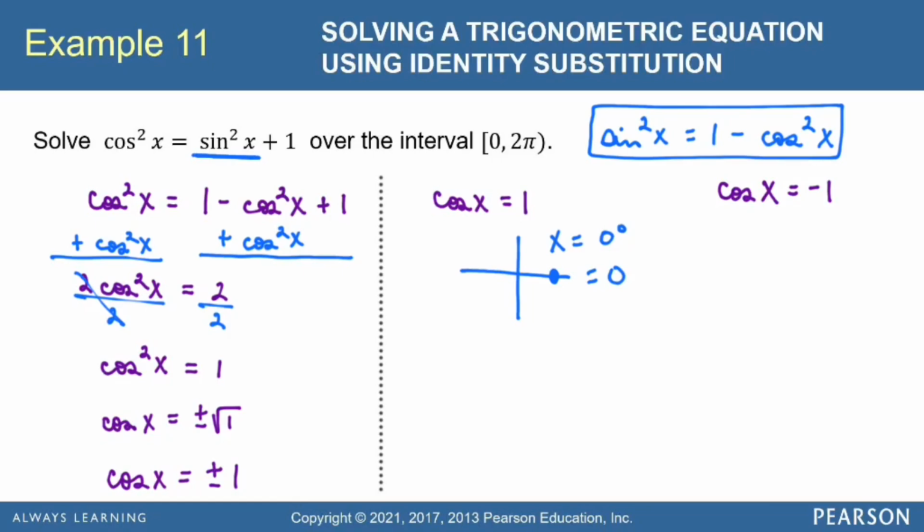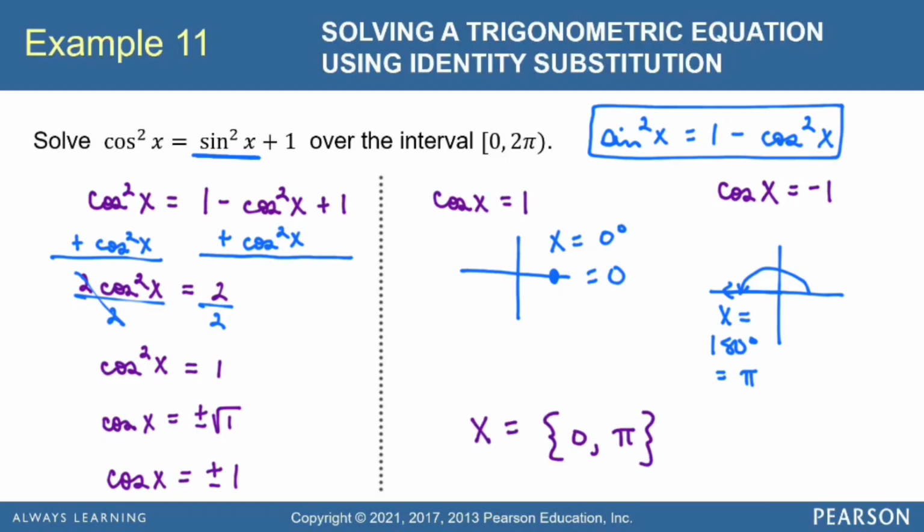And then for cosine of x equals negative 1, we're looking for a point on the unit circle where the horizontal coordinate equals negative 1, and that can only happen here at 180 degrees, which is equal to pi radians. So here we only got 2 solutions. That would be 0 and pi.